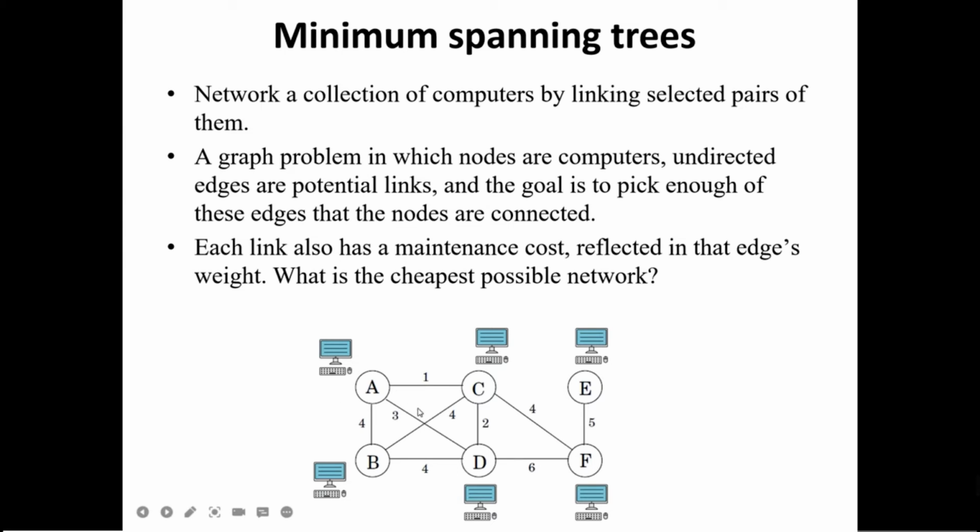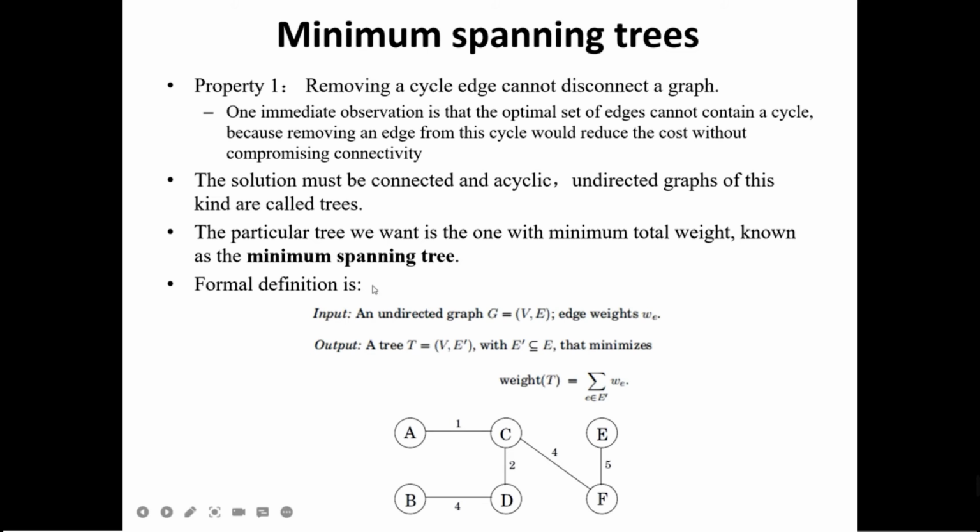It means we find the cheapest combination of these edges to connect all the nodes, and it means selecting the cheapest combination from all of these candidate edges. So actually this is a graph problem. So let's see how to solve this.